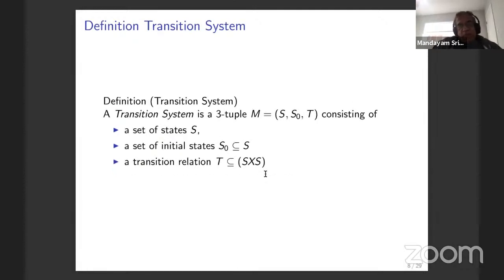So let me come to the actual formal model that we will be using. So what is a transition system? It's a three-tuple.